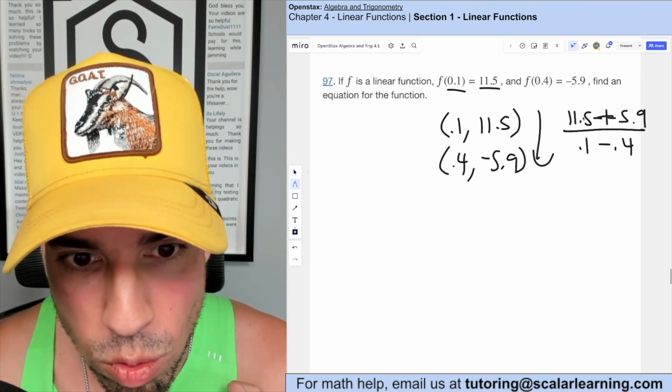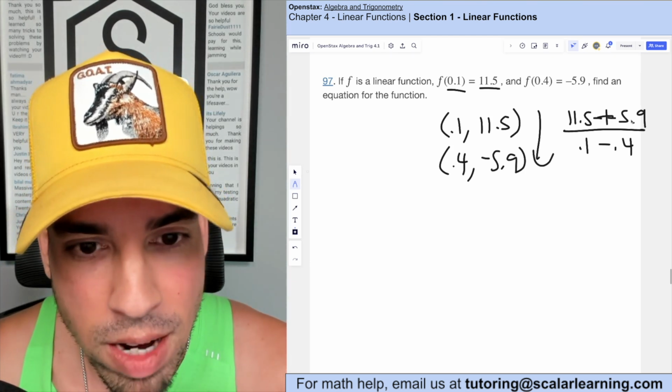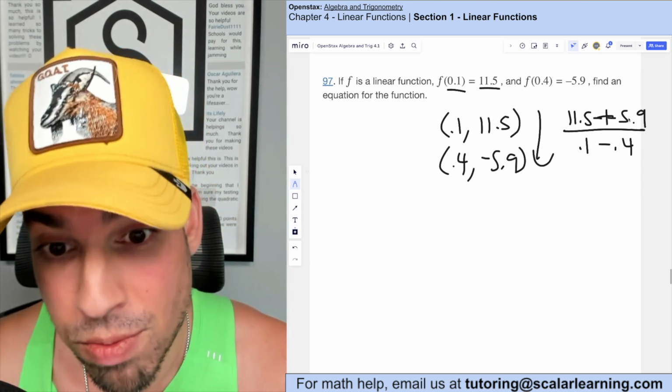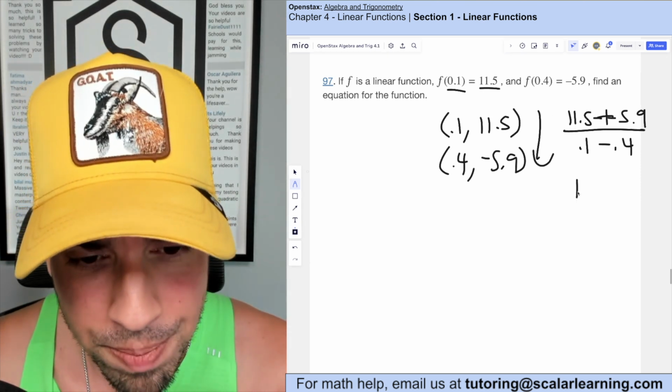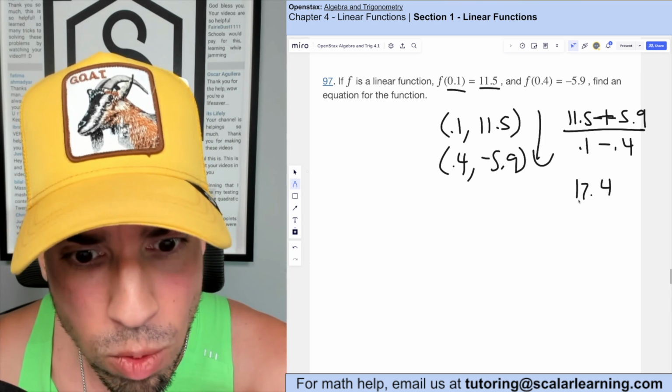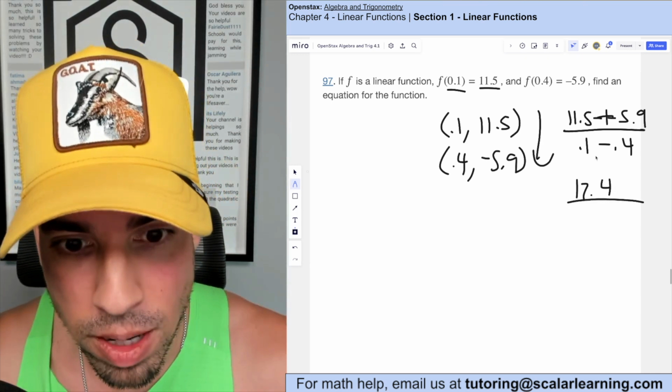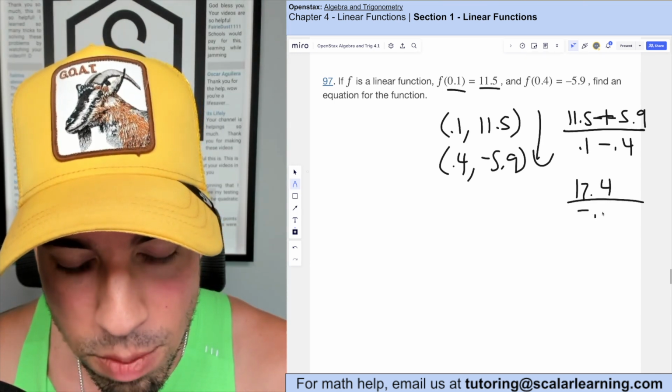Double negative turns into a plus. 11 plus 5.9, or 11 plus 5 is 16. Those two make it 17.4. Again, you can use a calculator on this to verify. And then on the bottom, we get negative 0.3.